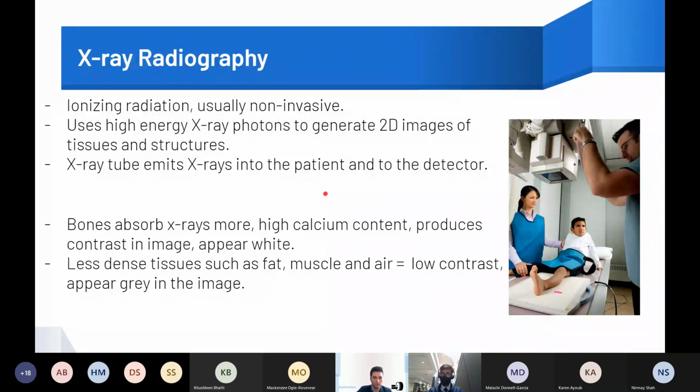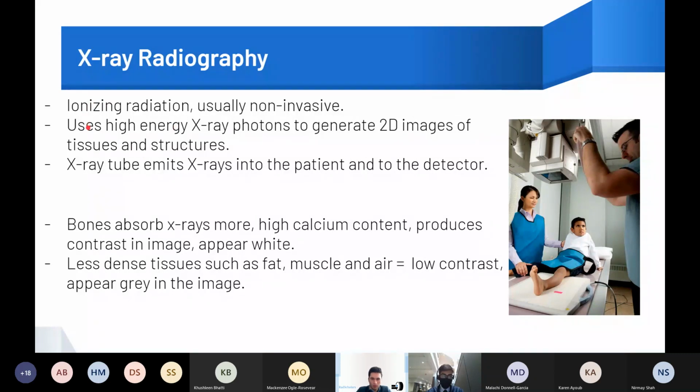Next, I want to talk about X-ray radiography, and this is maybe something that everyone's gone through. Some point in their life, you've had an X-ray before. So this is ionizing radiation and is usually non-invasive. You might have noticed that ultrasound is non-ionizing radiation. This one is ionizing, which is why they tend to limit the use of X-ray as much as possible and use it when it's necessary.